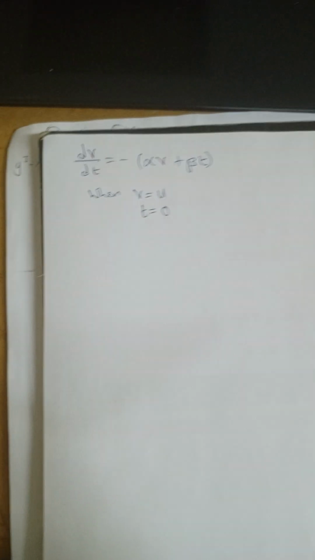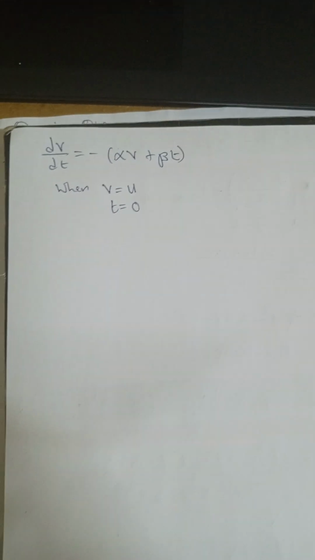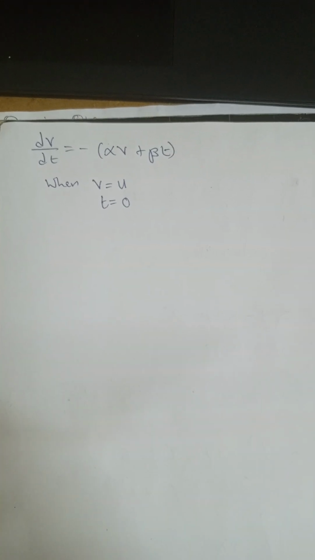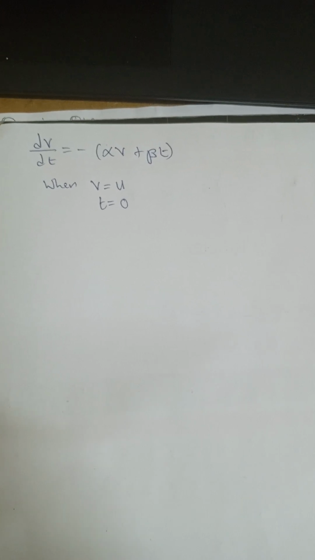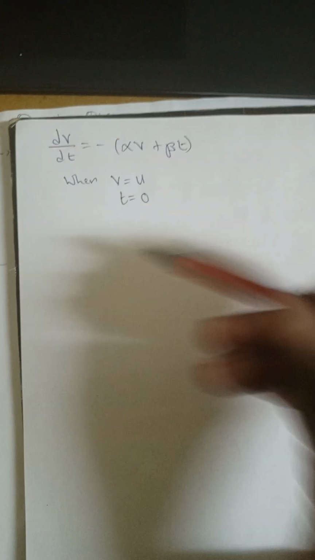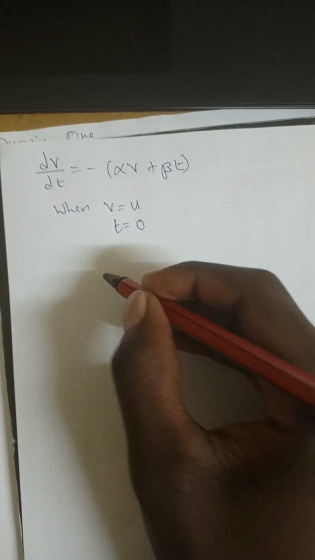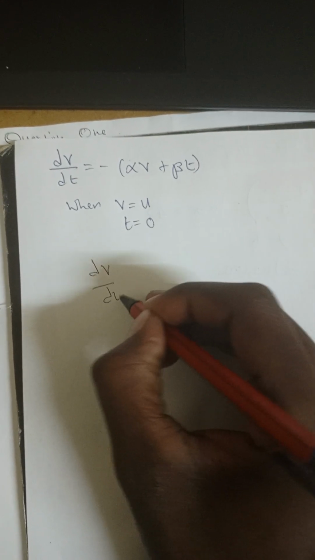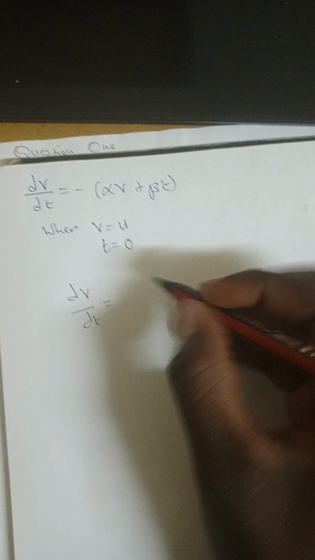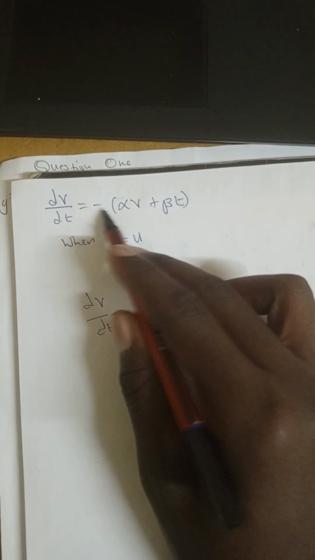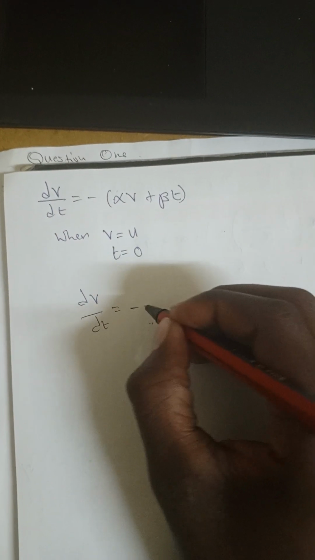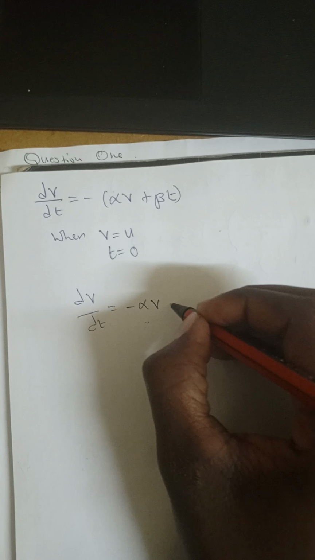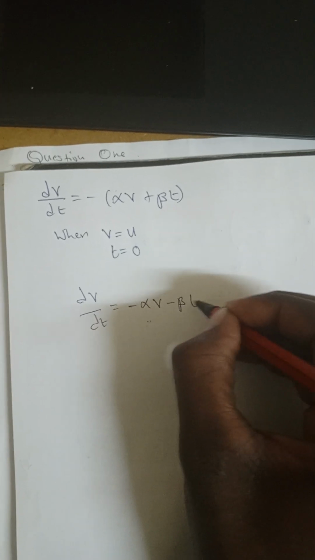In today's lesson, we are going to solve this ordinary differential equation. Let's dive in. dv over dt is equal to, we can distribute the negative. This will be negative alpha v, negative beta t.